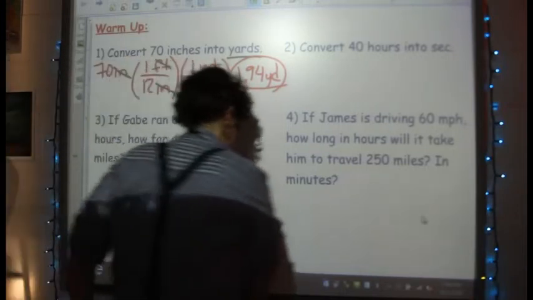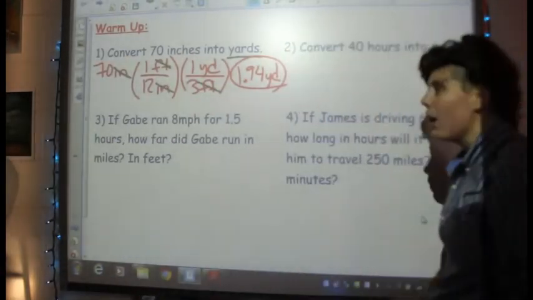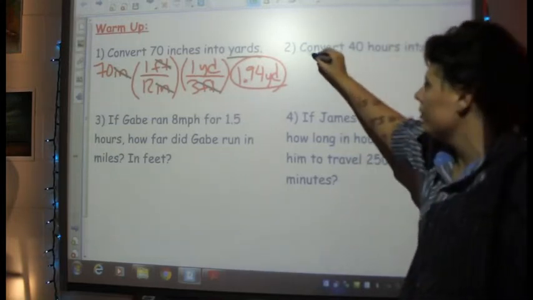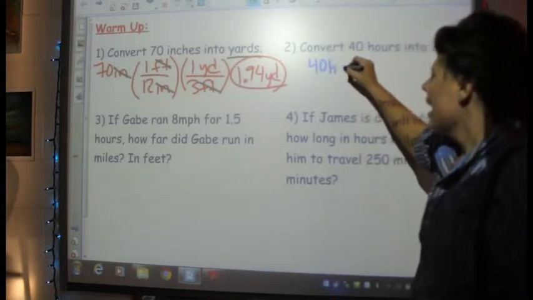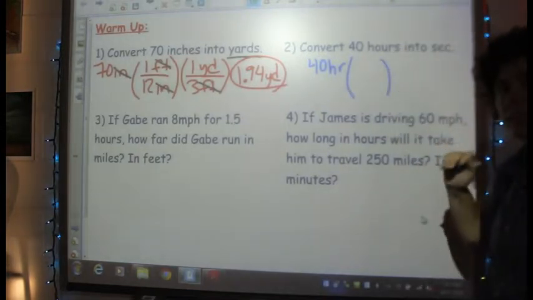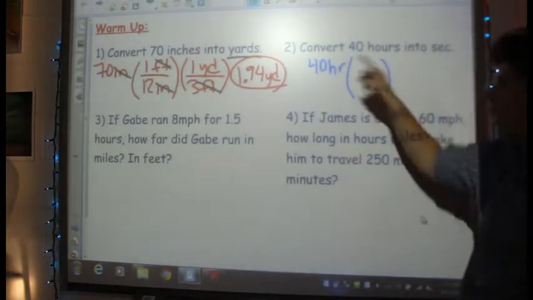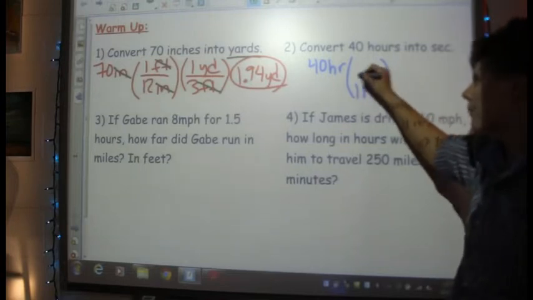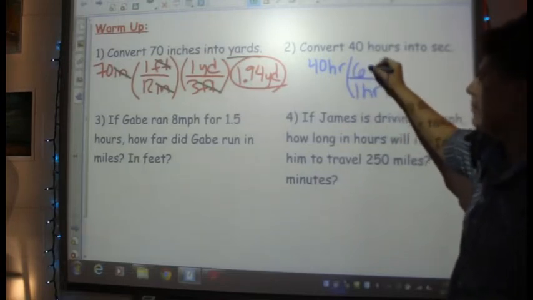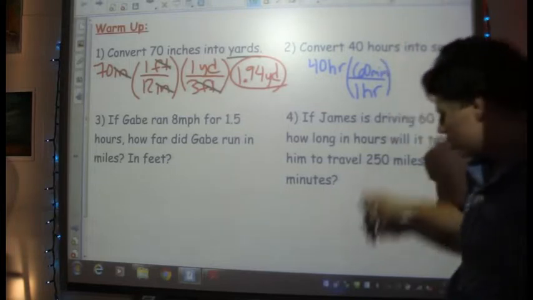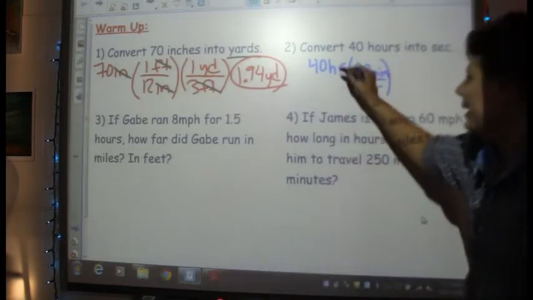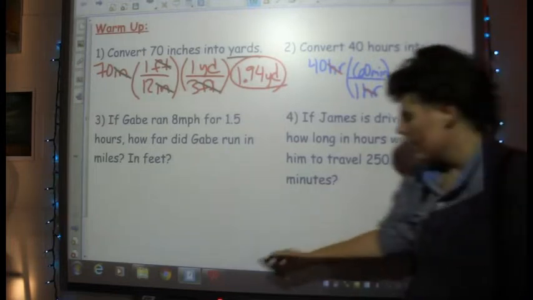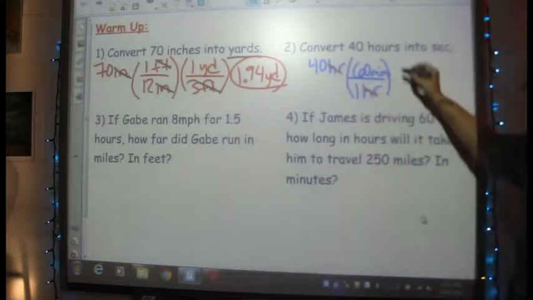For number 2, it says convert 40 hours into seconds. Again, I don't know how many hours are in a second, but what I do know is that there are 60 minutes in 1 hour. And because the hour is on top and I want it to cancel, I'm going to put 1 hour on the bottom, and then I'm going to put my 60 minutes on top. So when I do that, I see that my hour will cancel and I'm in minutes. But I don't want to be in minutes, I want to be in seconds.